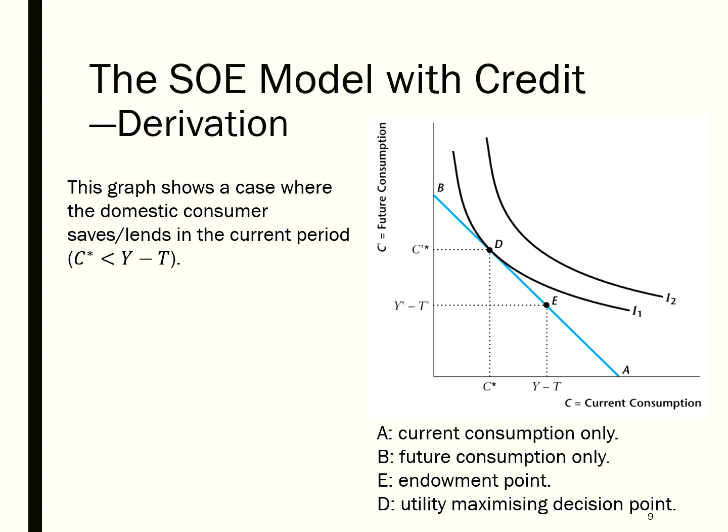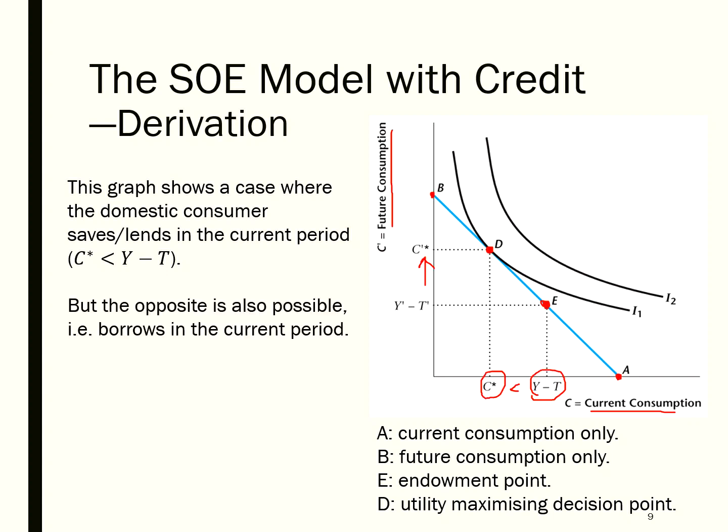That means you will consume less than your endowment today. So you will save some of your current period's endowment for future period consumption. But obviously, the opposite is also possible. If point D lies to the right of point E, then you will consume more than you are endowed, so you will be a net borrower.